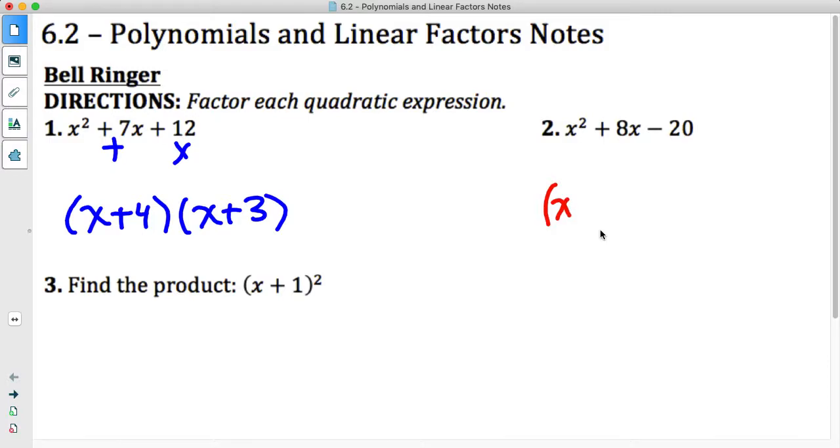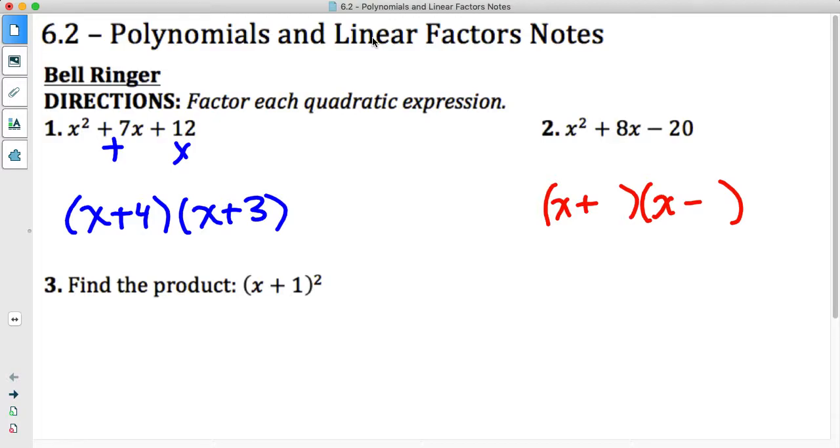So since the last number is negative, that means we're going to have different signs. So we're going to have an x plus and an x minus. And this is going to mean that the bigger number is going to have to be positive because we have a positive here in the middle. Smaller number is going to be negative.